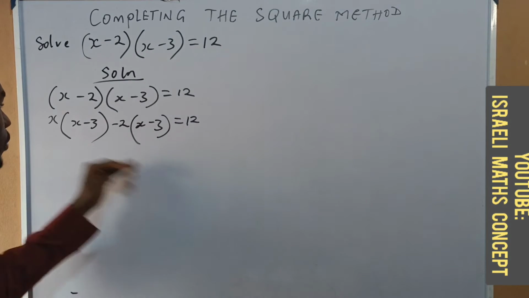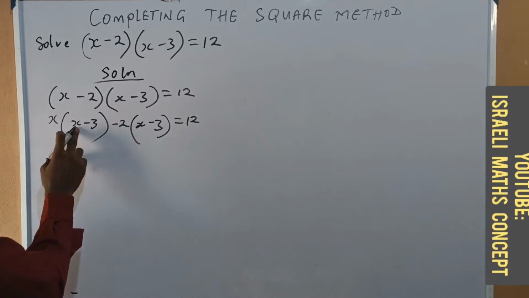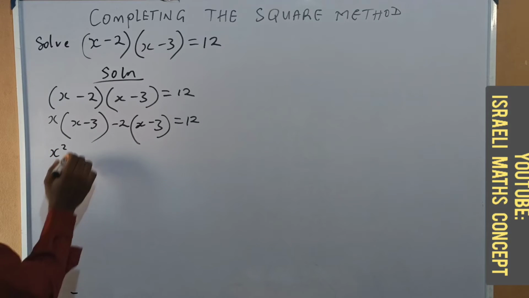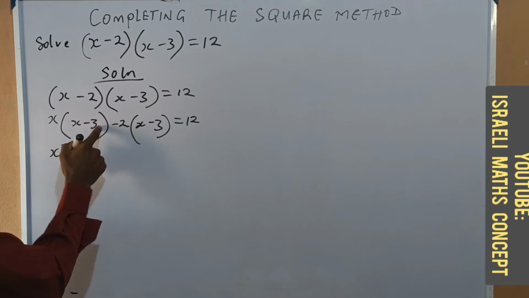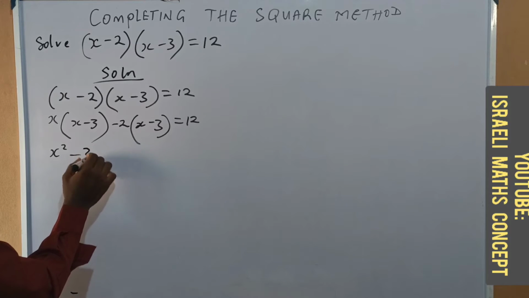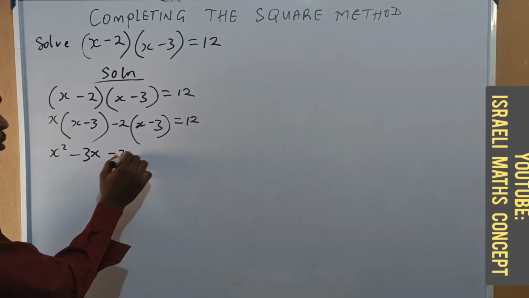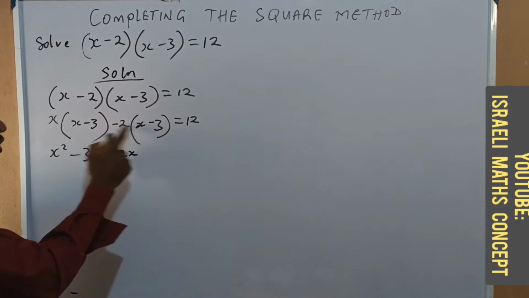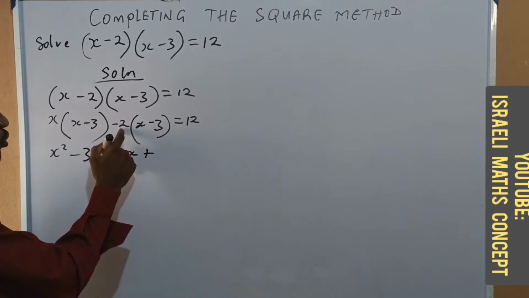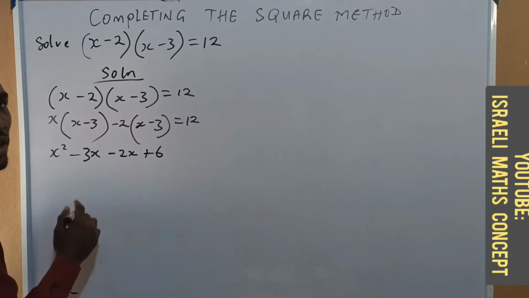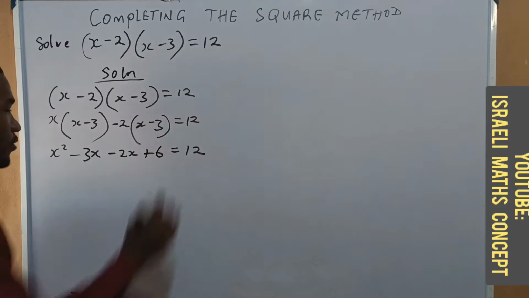Now let's open up the bracket. x multiplying x is x squared. Then x multiplying negative 3 is negative 3x. Then negative 2 multiplied by x is negative 2x. Then minus multiplying minus is plus, then 2 multiplied by 3 is 6. And that is equal to 12.